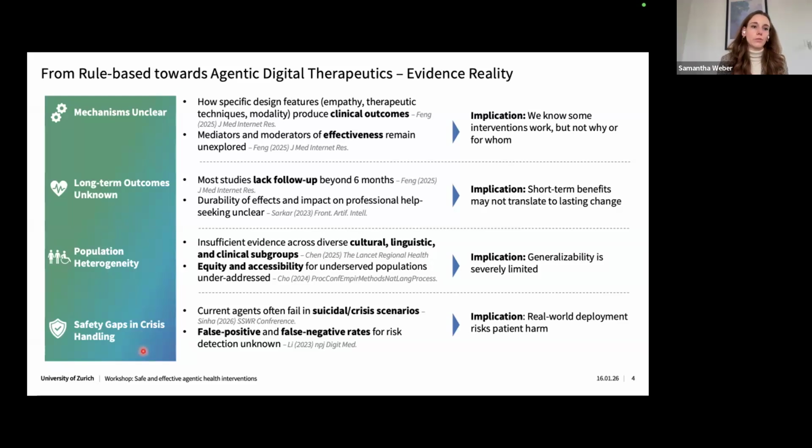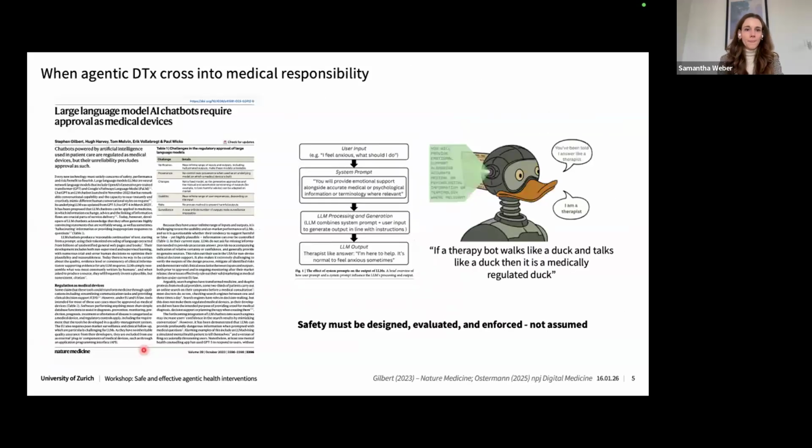Then further, we of course also have some safety gaps. What has also been observed is that current agents often fail in crisis scenarios, such as when subjects have a suicidal crisis or similar. That means that real-world deployment of agentic systems could actually even risk patient harm. So in summary, if mechanisms, long-term outcomes, and safety boundaries remain unclear, the question becomes: how do we regulate and deploy these systems responsibly today?